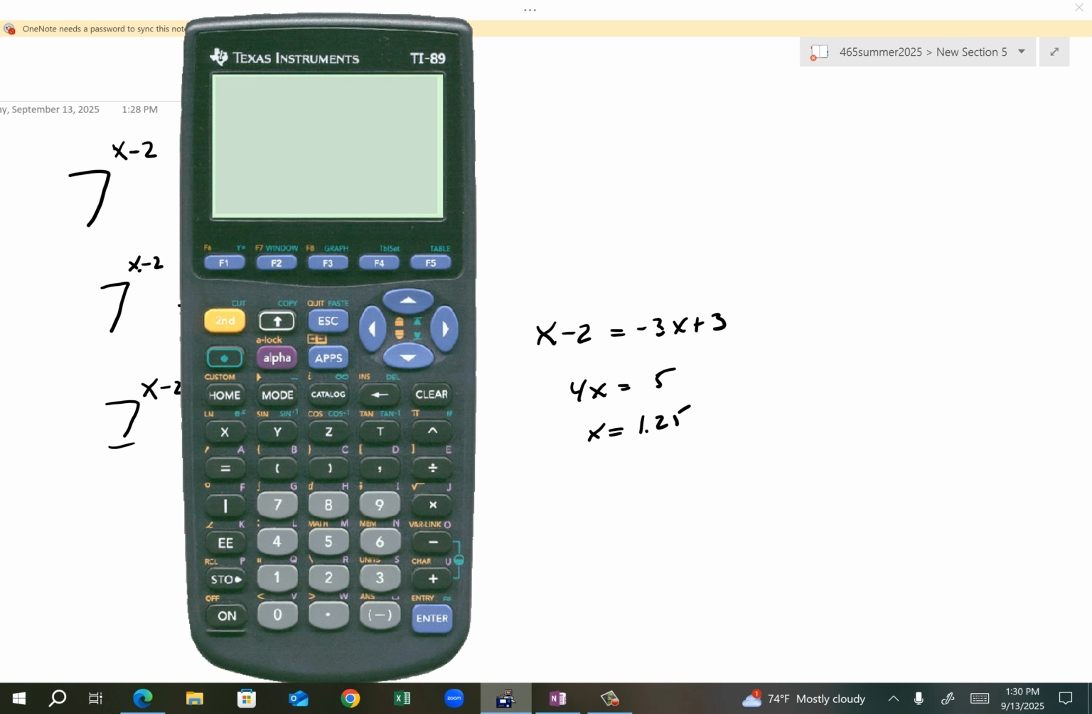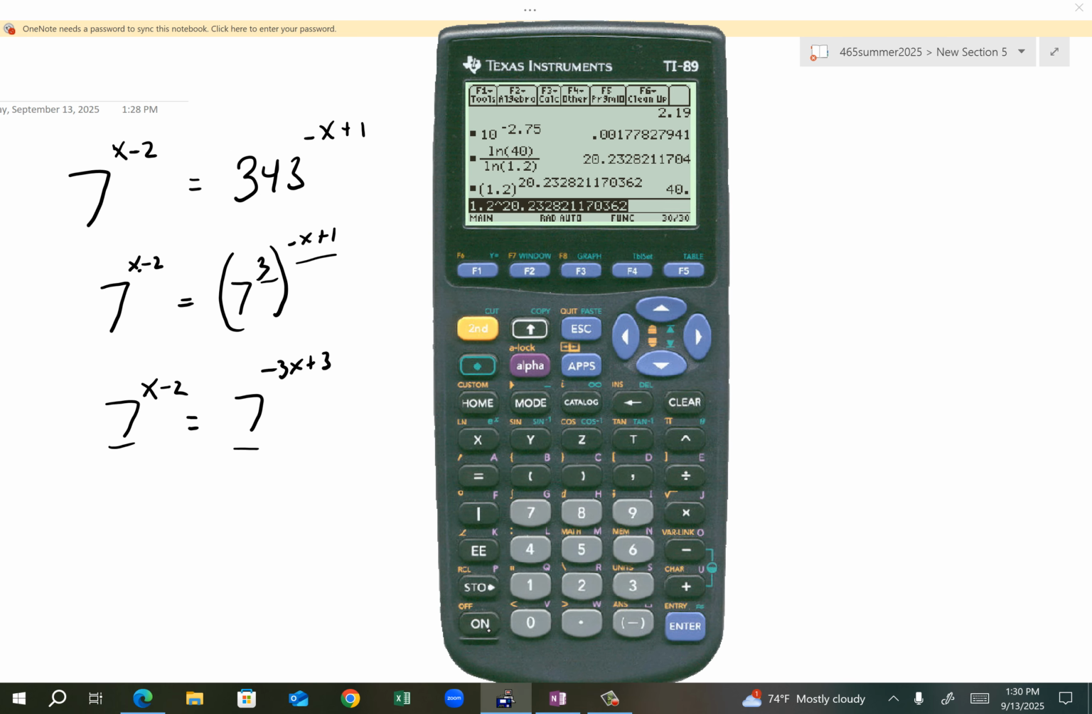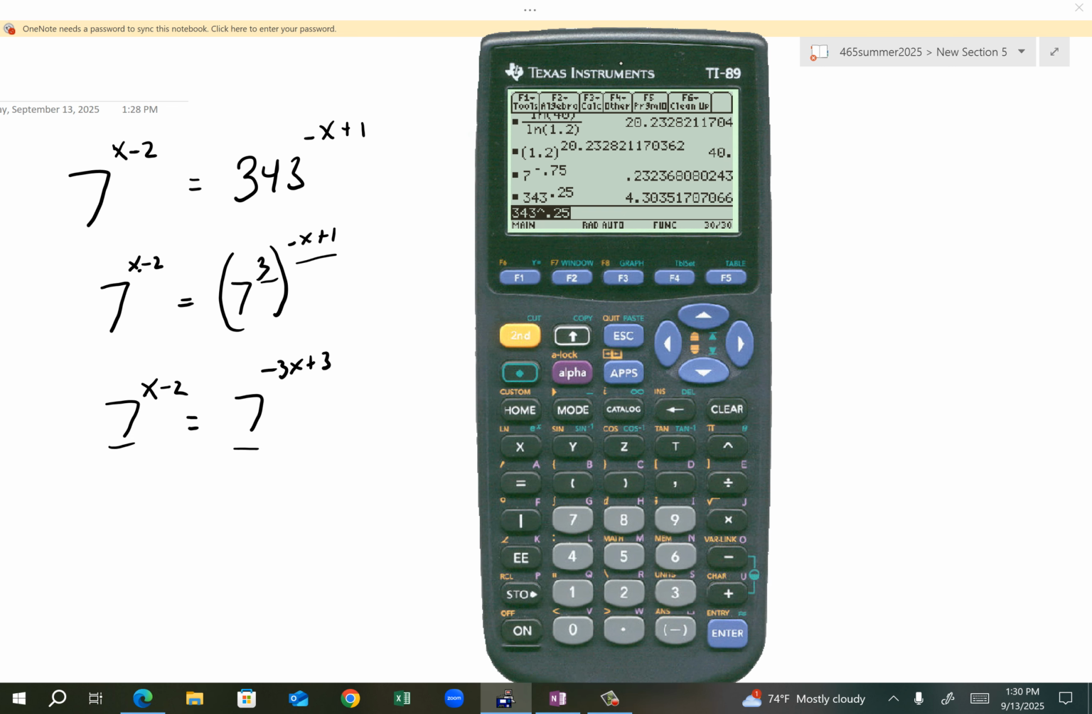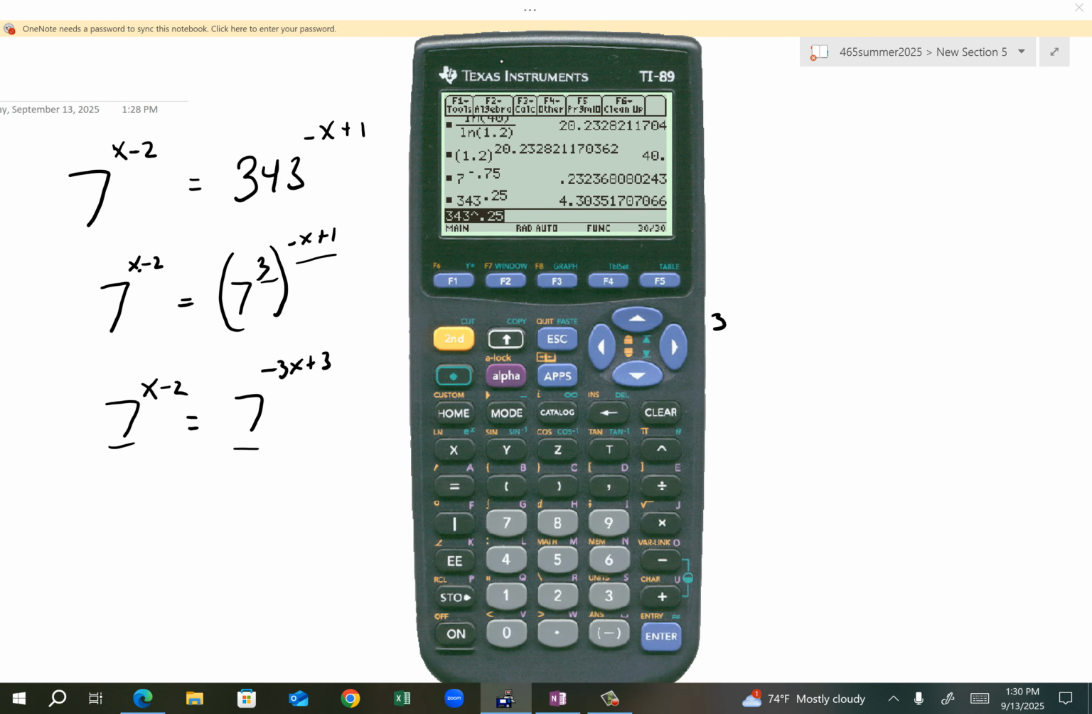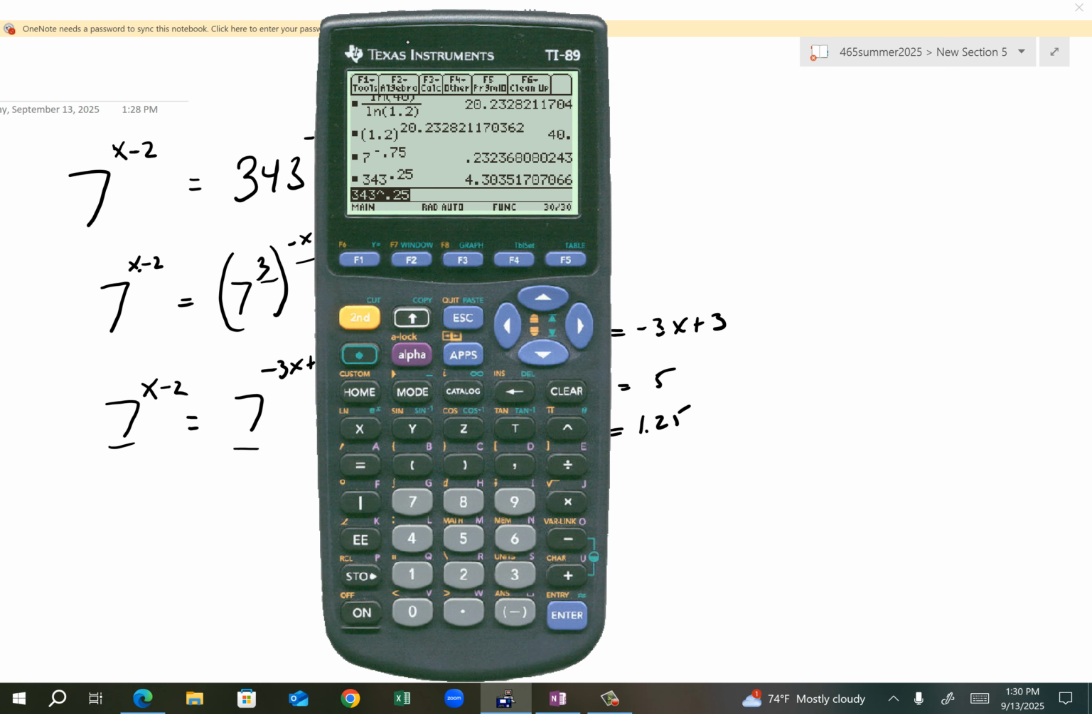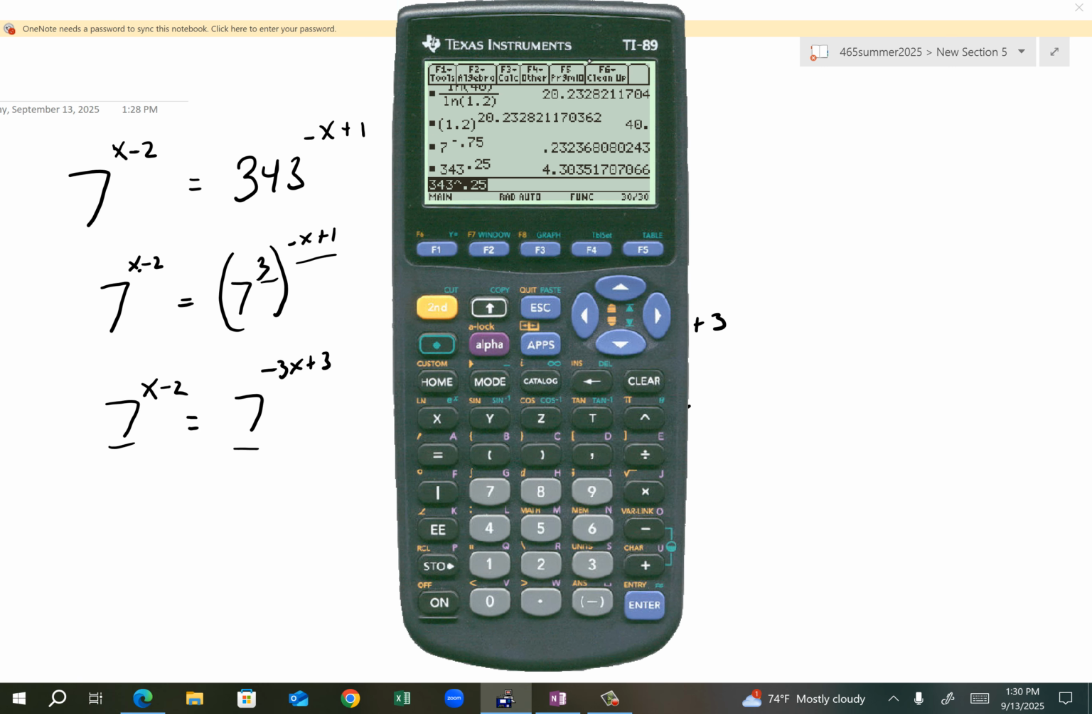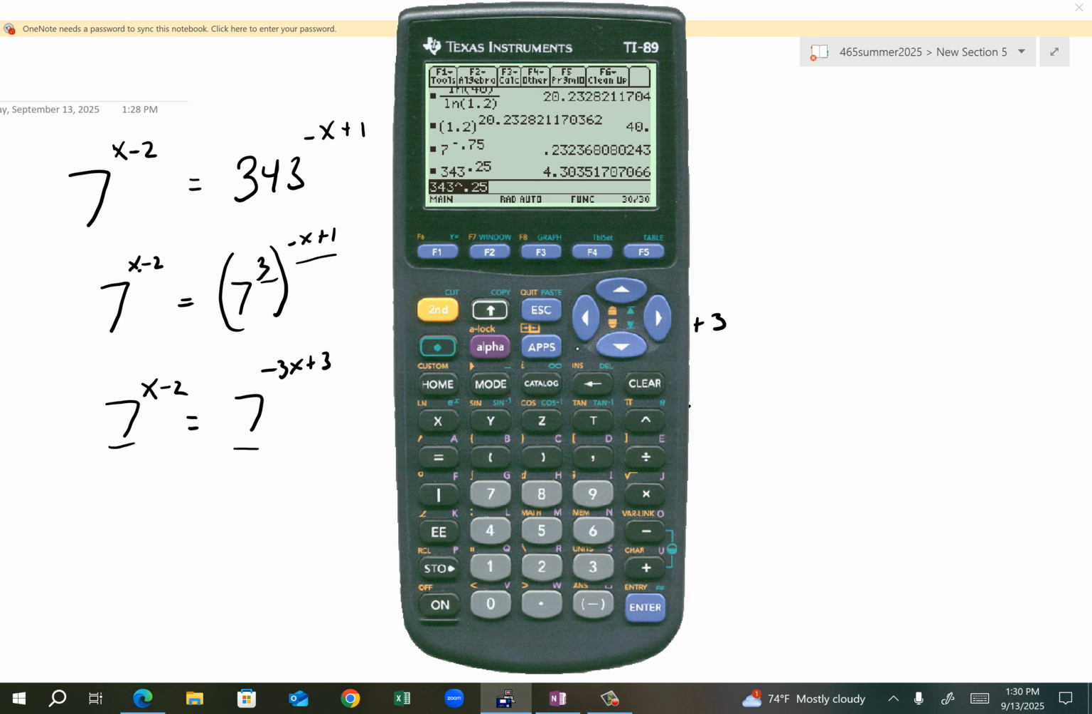For instance, if you put in 7 to the negative 0.75, if you put 343 to the 0.25, whoops-a-daisy, Mr. Groom, you screwed up. Oh, negative 0.25, you moron. Oh dear, they're the same number.